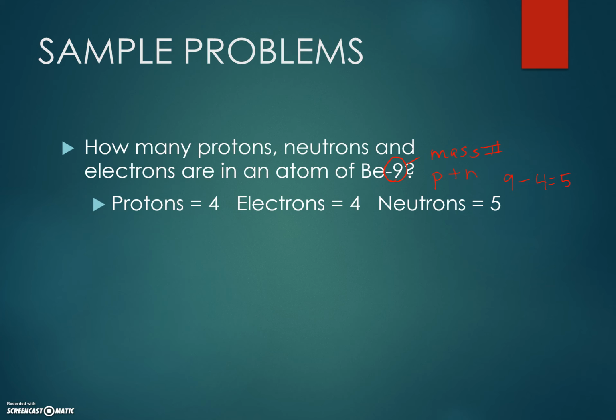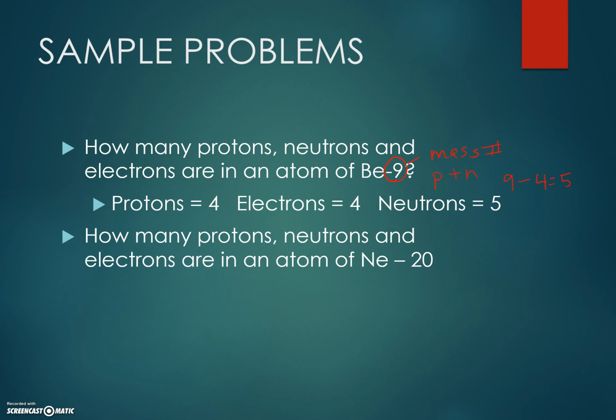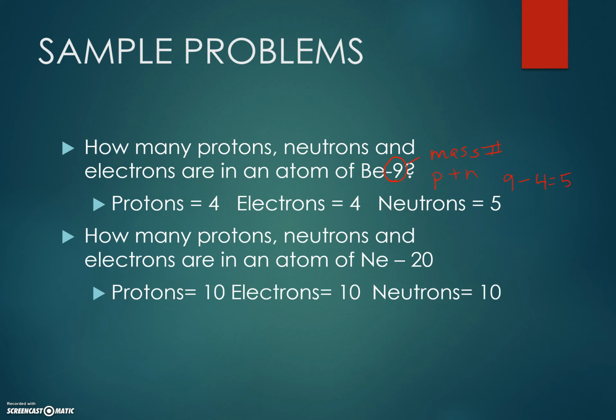So let's go ahead and try another one. And I'm going to wait a minute, pause the video, and answer this one yourself. How many protons, neutrons, and electrons are in an atom of neon 20? Okay, hopefully you looked up neon on the periodic table and you saw that neon was element 10. So if it's element 10, it has 10 protons, then it'll also have 10 electrons, and if we're going to find the number of neutrons, we're going to go 20 minus 10 and end up with 10 neutrons.